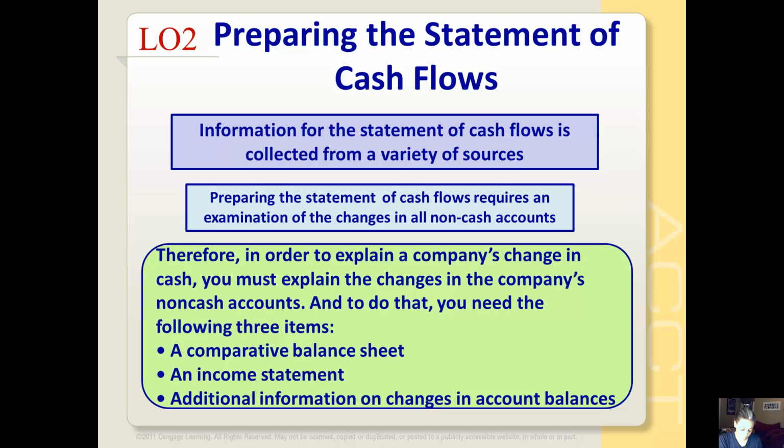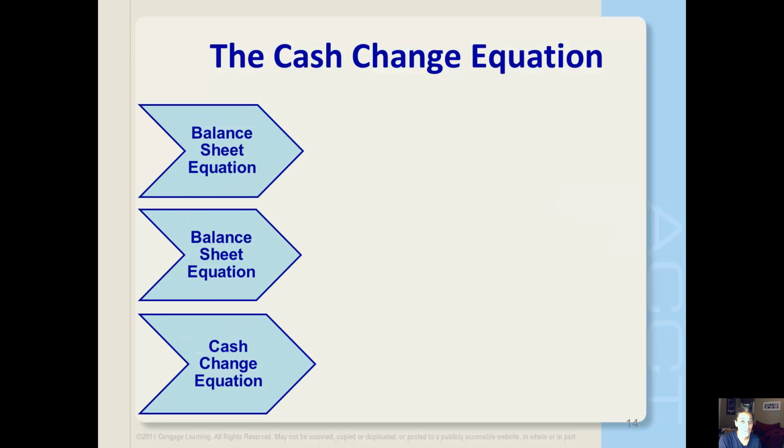Recall that the income statement, the statement of retained earnings, and the balance sheet are prepared with numbers from an adjusted trial balance. However, the statement of cash flows is different. It's prepared with information collected from a variety of sources, including the examination of the changes in all non-cash accounts. Therefore, in order to explain a company's change in cash, you must explain the changes in the company's non-cash accounts. And to do that, you need these three items: the comparative balance sheet, an income statement, and then additional information on changes in account balances.